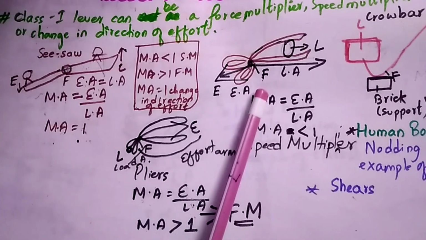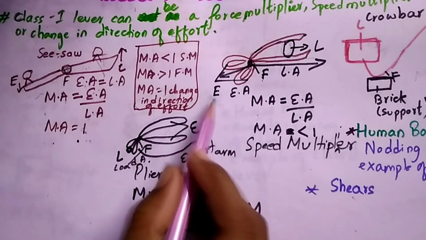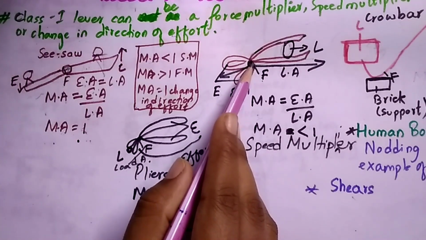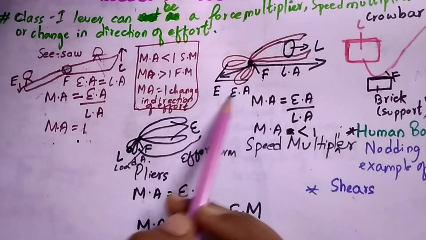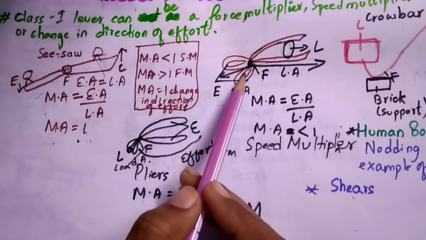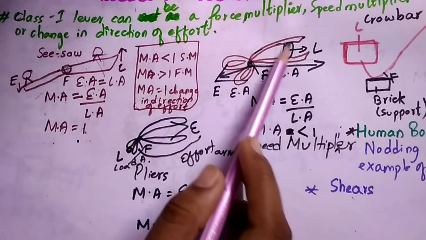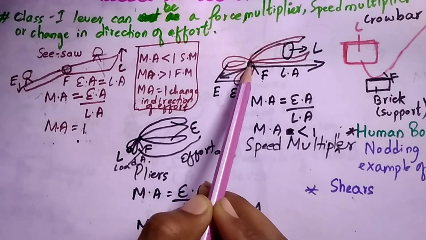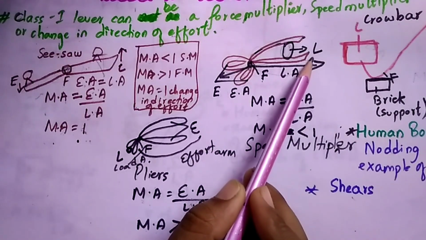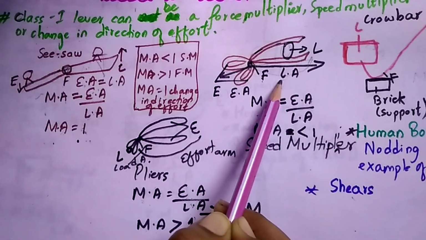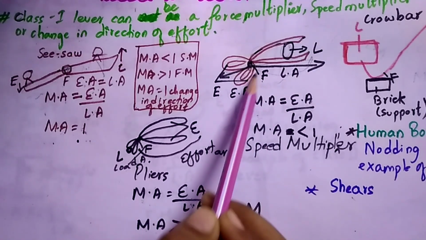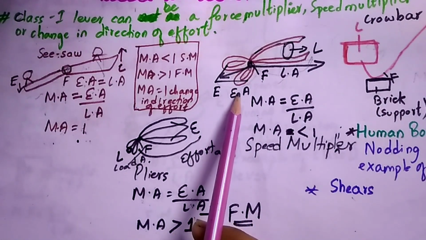Another example is your scissors. This is the fulcrum. It is the point about which it rotates. And these are the handles and these are the blades. And here you keep your paper and all. So the distance between the fulcrum and the load, the paper which is your load, is the load arm. And the distance between the fulcrum and the effort is known as the effort arm.